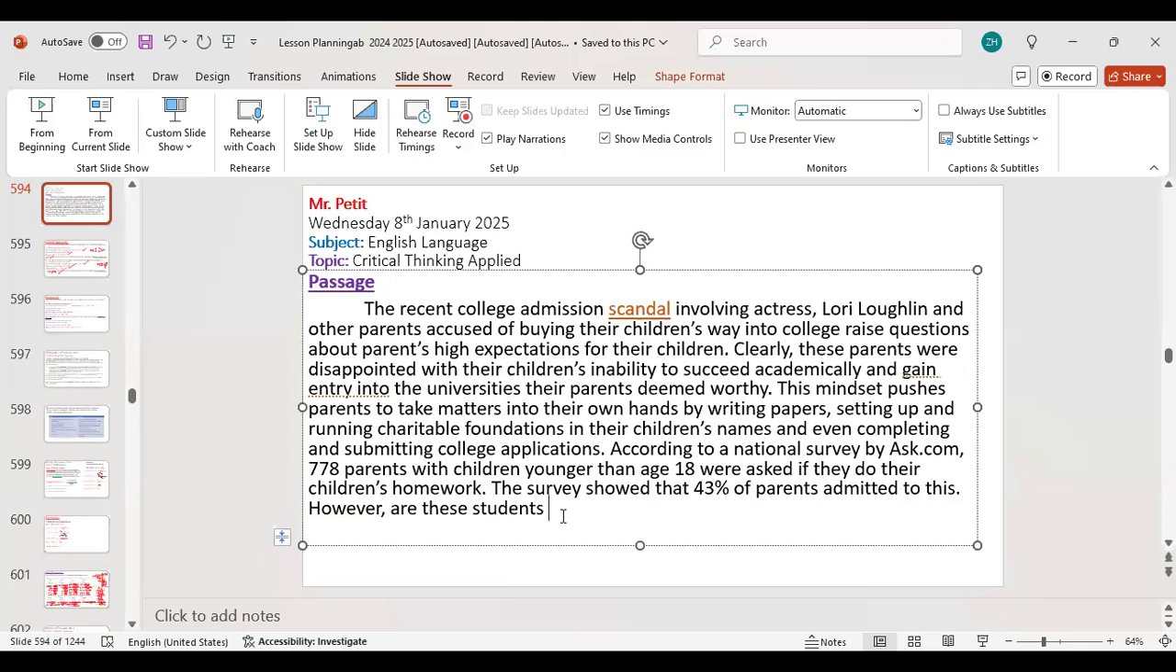However, this is a question the author is asking: are these students really benefiting from their parents' deceit? What does deceit mean? Lying. Not telling the truth, right? So that's a good question. Are these students really benefiting from their parents' deceit?